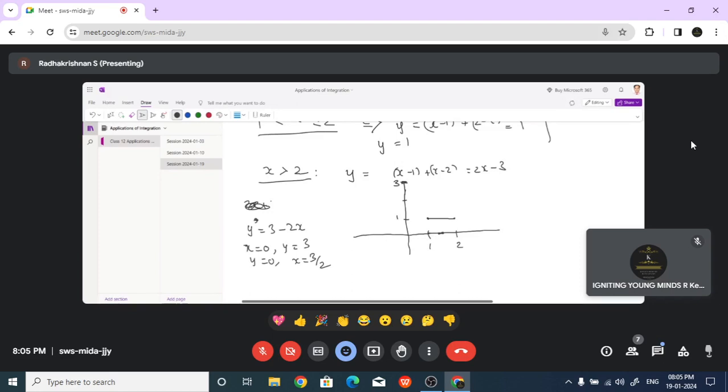See, let us say when x equal to 1, what happens to y? 1, right? When x equal to 1, y becomes 1. That means it is like this, and goes and cuts this here, but that is not required for us because they are only wanting the area enclosed by these lines. So we can stop here. So this is your line.